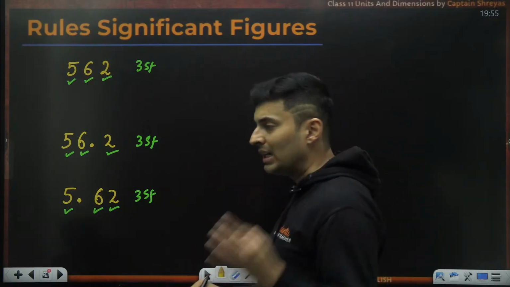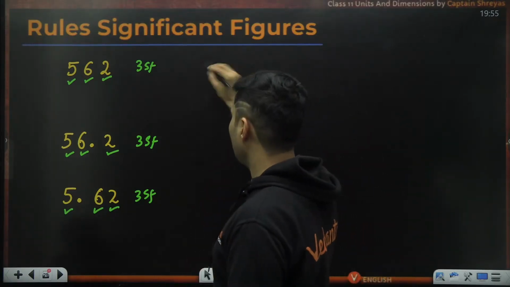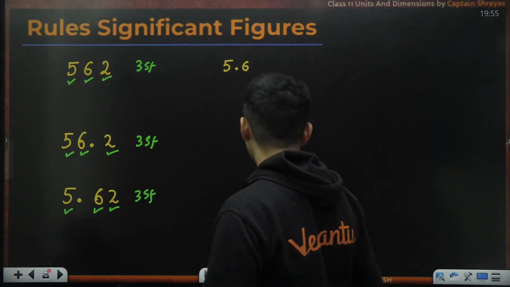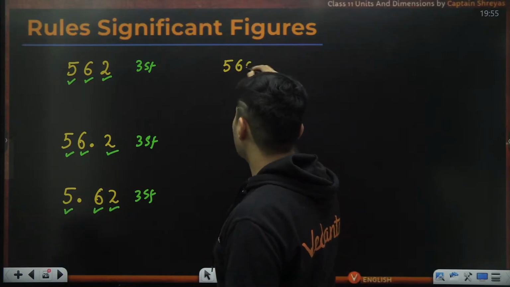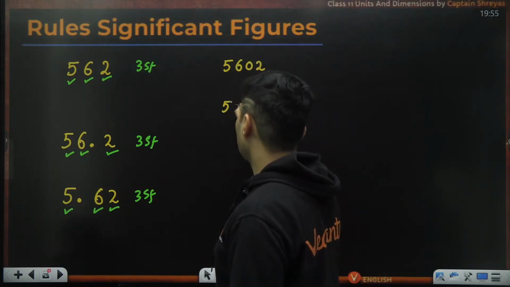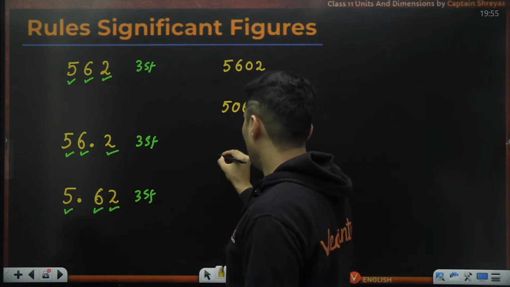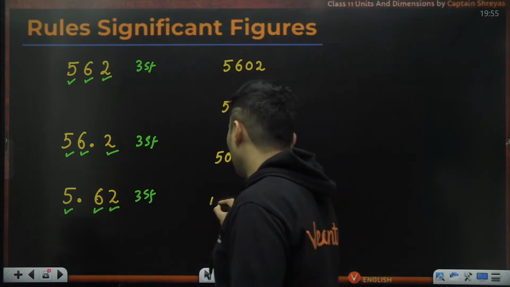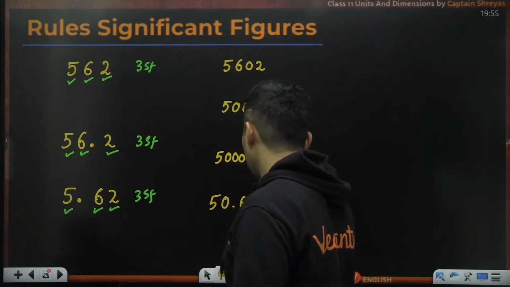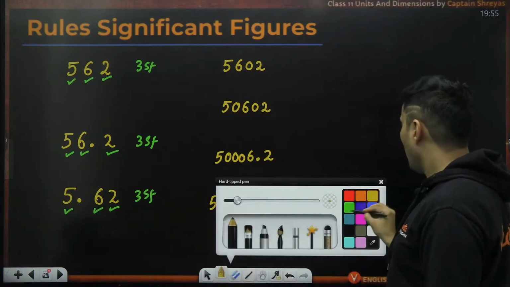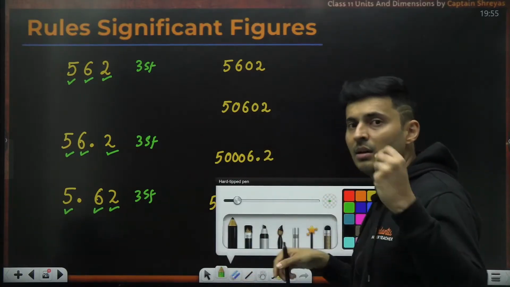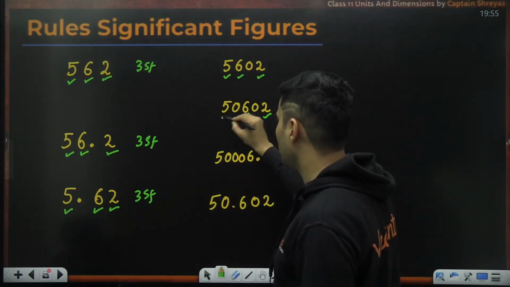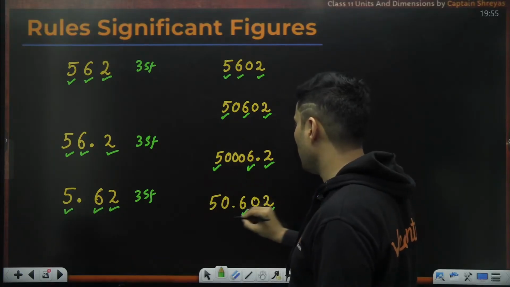But the moment 0 comes, things change. Observe how. Imagine you have things like 5602, or 50602, or 50006.2, or 50.602. In every case, all the zeros which are between two significants will automatically become significant. Let's mark all the non-zeros first. Non-zero, non-zero, non-zero, non-zero, non-zero, non-zero.